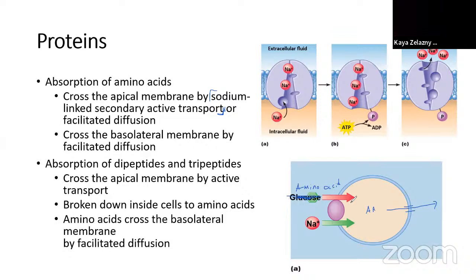We can absorb some dipeptides and tripeptides, so not just single amino acids, but groups of 2 or 3. And this still works by active transport. It's just a slightly different type, and we don't need to look at the details. But what would happen if we did absorb a dipeptide or a tripeptide into these cells lining the lumen is we then break them down into amino acids once they're inside that cell. And so they'd still get into the bloodstream in the form of amino acids.